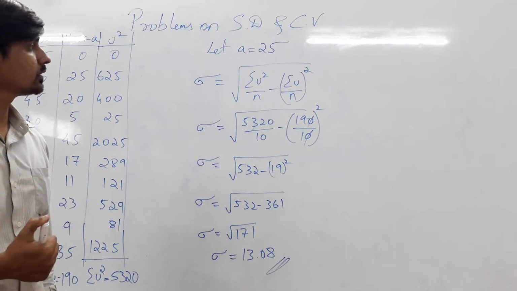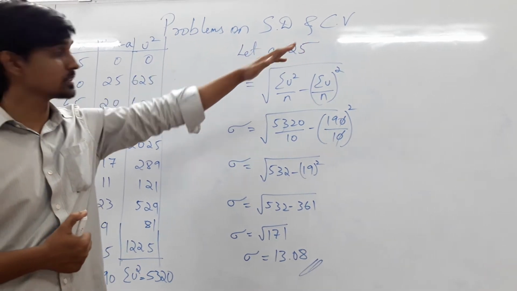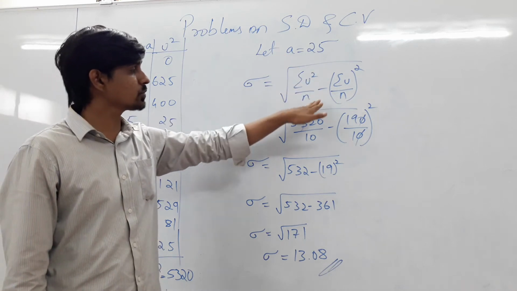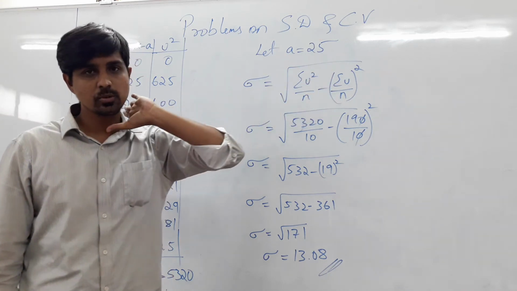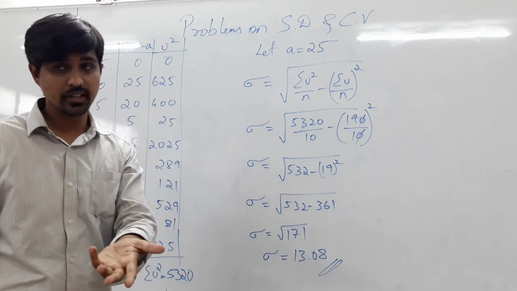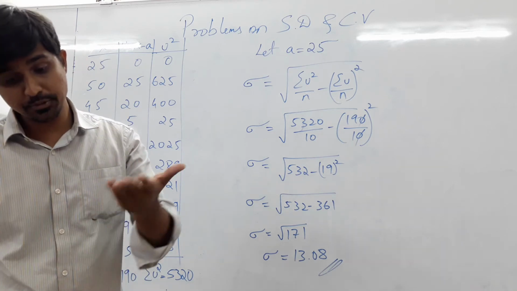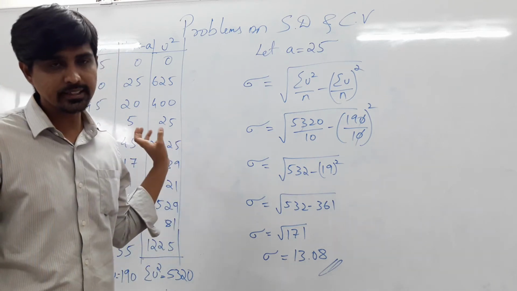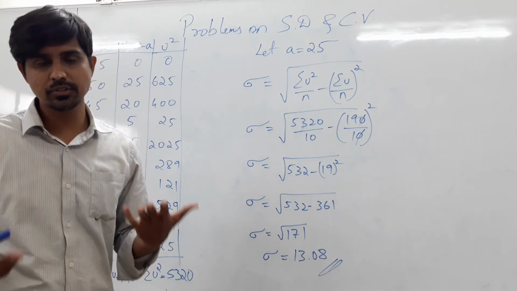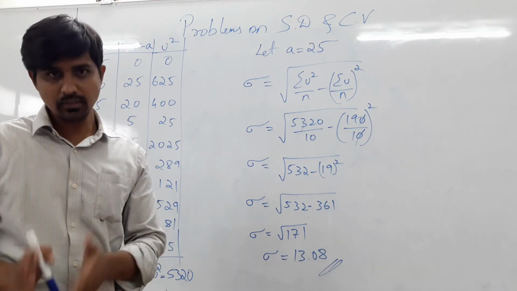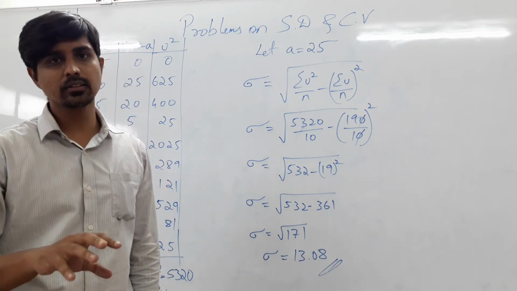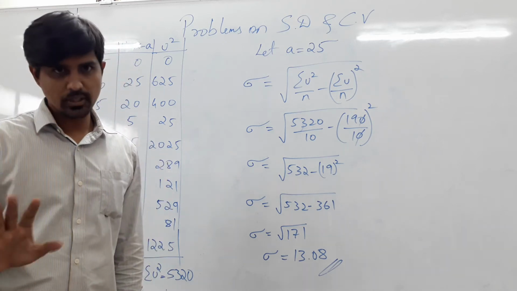So I continue. I had already written the formula previously, so I have written it once again here. Sigma is equal to under root summation u square by n minus (summation u by n) whole square. As I said, this is a textbook question once again, and they have asked in the textbook for this method only. Unless they specify the method, there is no problem in doing it by whatever method you have understood. If they ask for a particular method, you have to solve that sum by that method only, because marks will be given on that method's formula only.